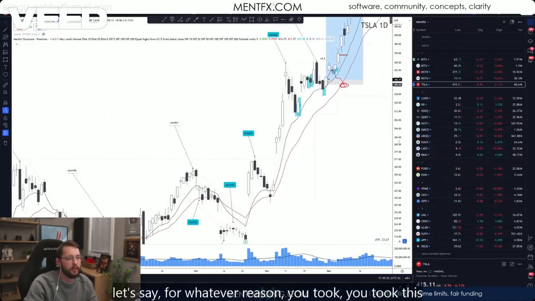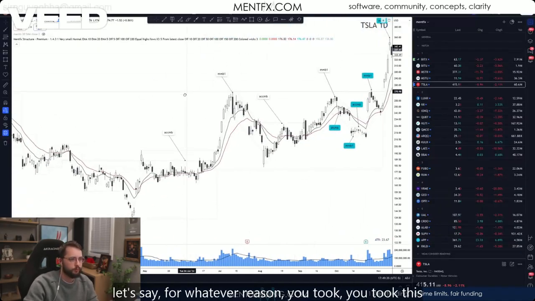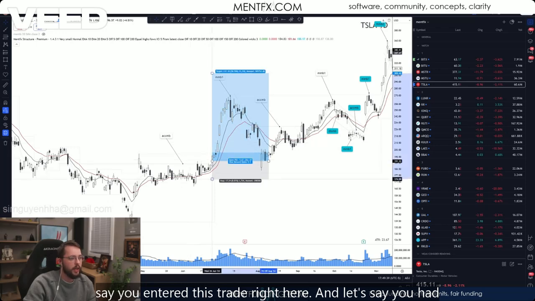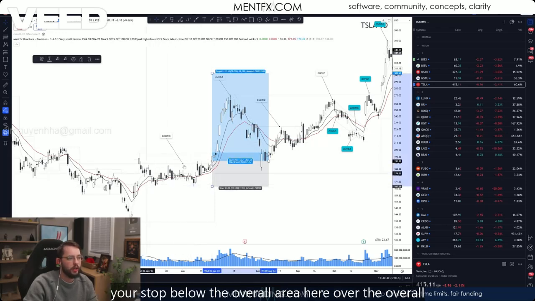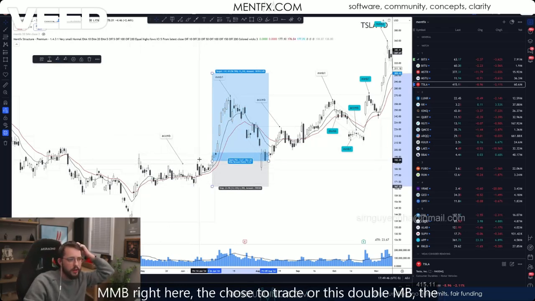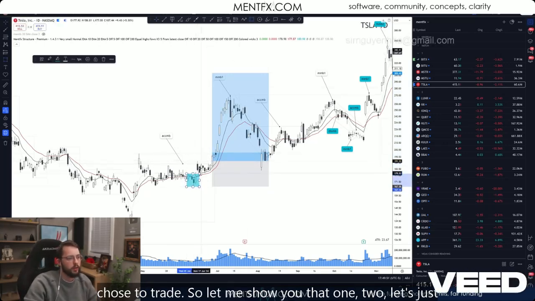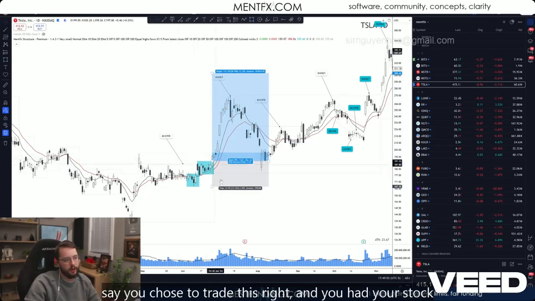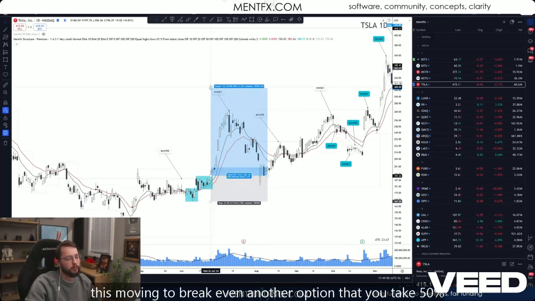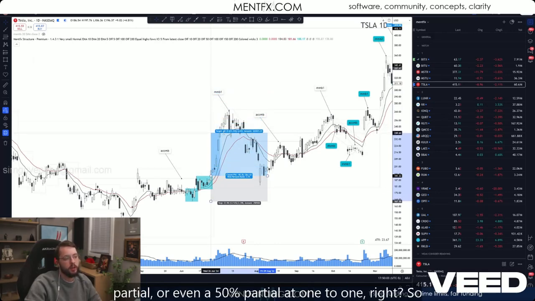So what I mean by this is, let's say for whatever reason, you took this trade right here. This is a good example, right? Let's just say you entered this trade right here, and you had your stop below the overall area, the overall accumulation MB of the higher time frame. And you had this MMB right here that you chose to trade, or this double MB. Let's just say you chose to trade this, and you had your stop down here. Now, instead of just moving to break even when price takes off like this, another option is something like, I will take a 50% partial, or even a 50% partial at 1-to-1, right?